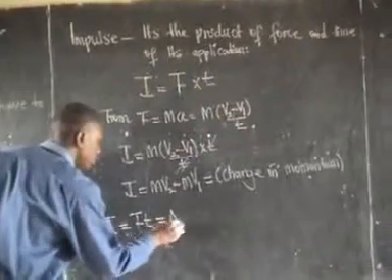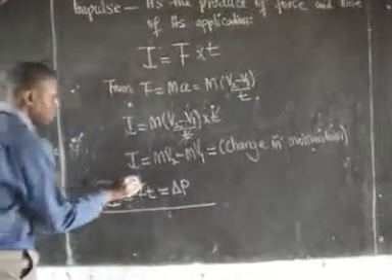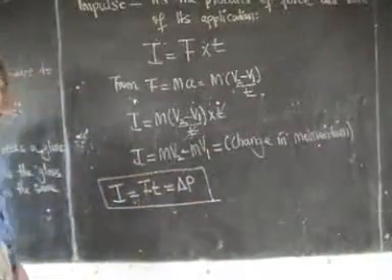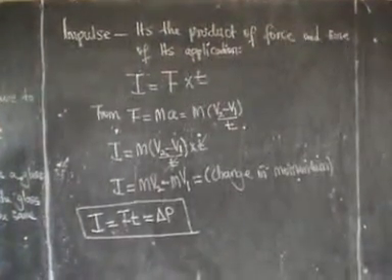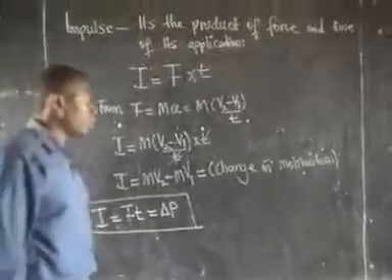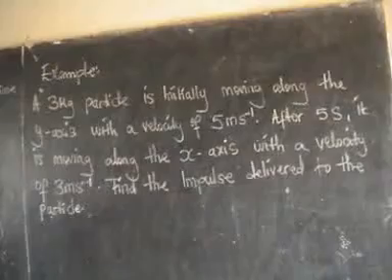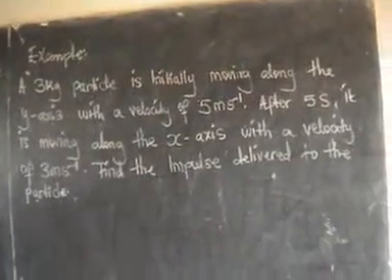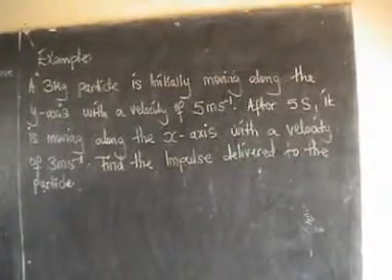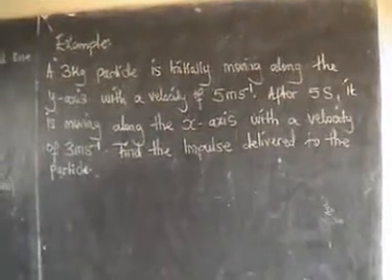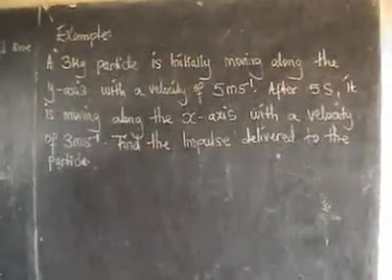So if I'm to use delta P, this tool is important when it comes to calculating one of the given values. The particle is moving along the y-axis with a velocity of 5 meters per second. After 5 seconds, it is moving along the x-axis with a velocity of 3 meters per second. Find the impulse delivered to the particle.